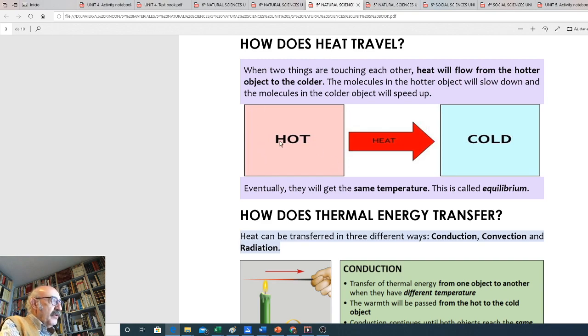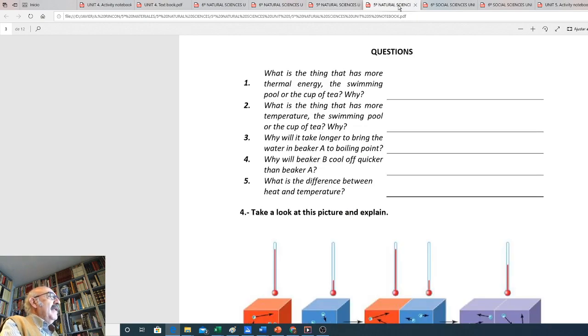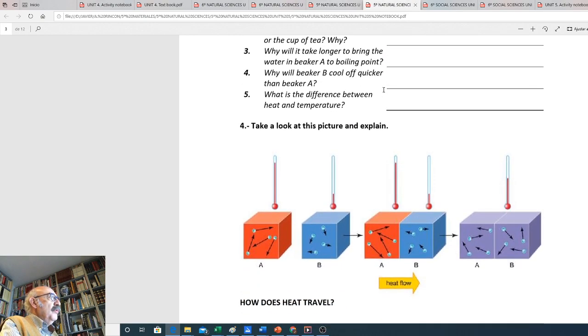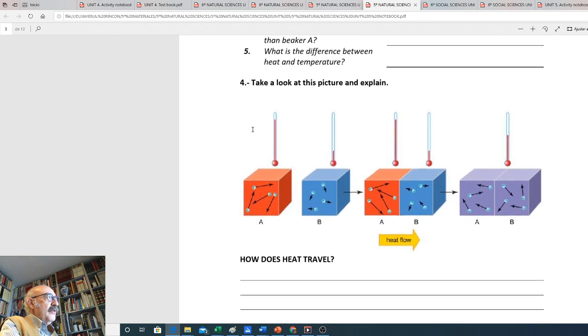From the hotter object to the colder one, and then with that in mind, you have to do two exercises. Number 4, you have to take a look at this picture and explain this movement. So the red part corresponds to the hotter object, and the blue object is the colder, and this is the thermometer. So this is the temperature of the first object, and this is the temperature in the next object. This is the second step.